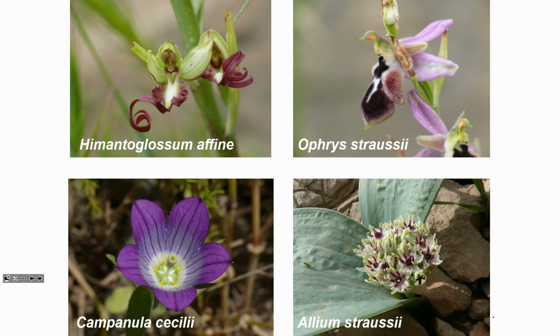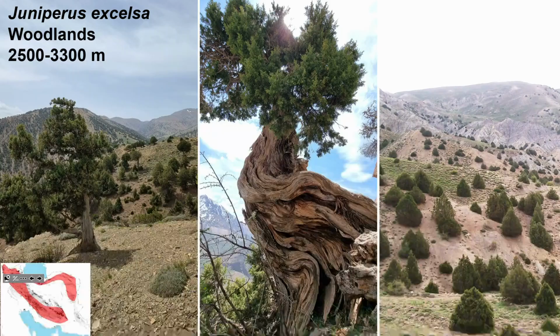And there are also some beautiful species, some of them rare and endemic, local endemic, like this Allium straussii, very local, and Campanula cecilii, a bit widely distributed in Zagros, and some of them are like these orchids, a bit widely distributed.